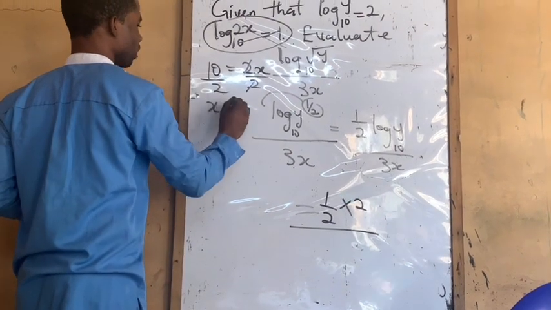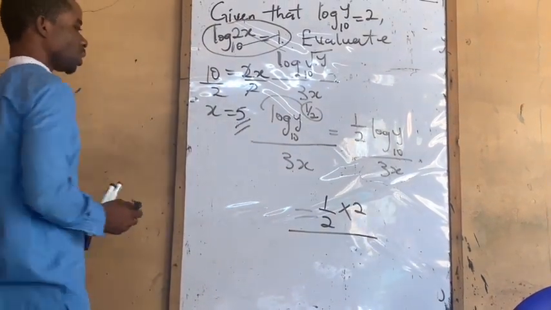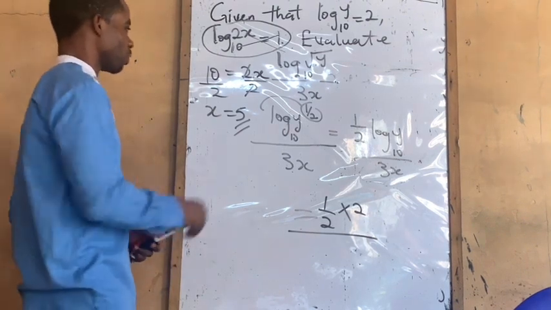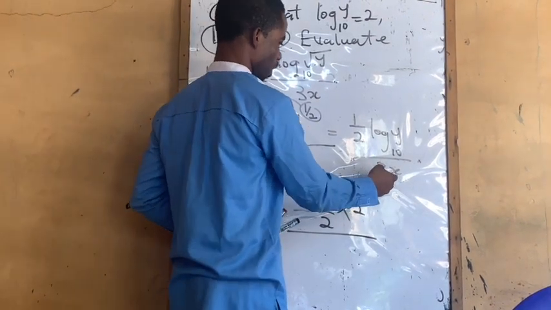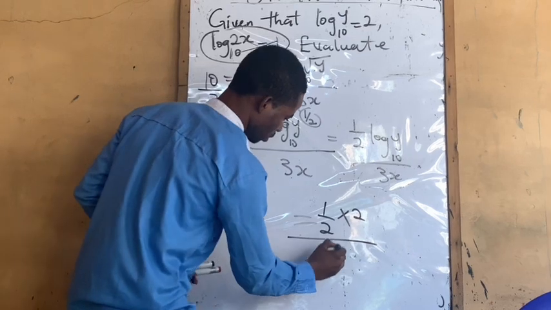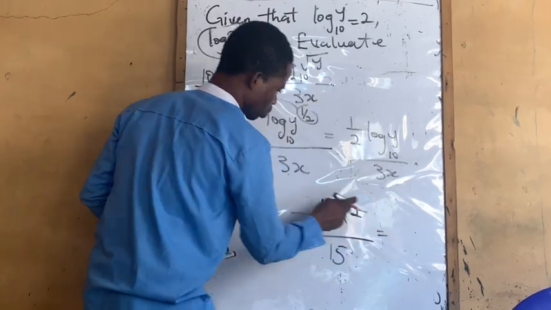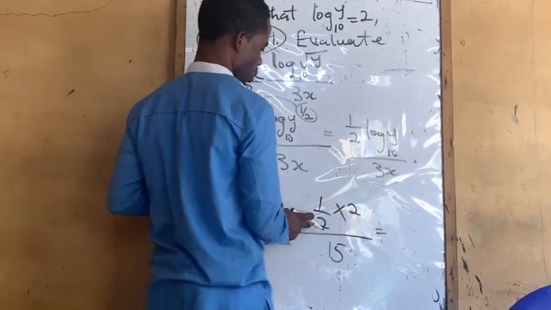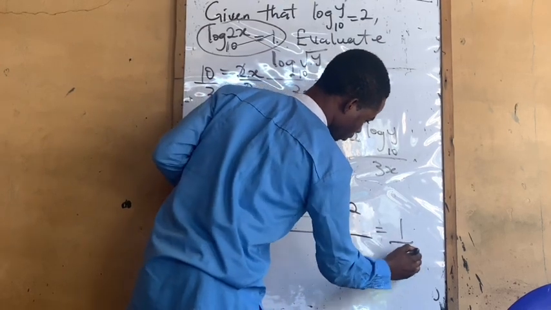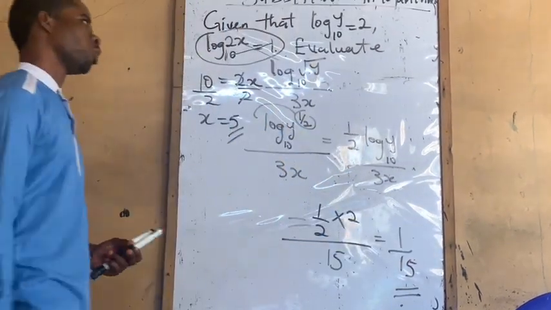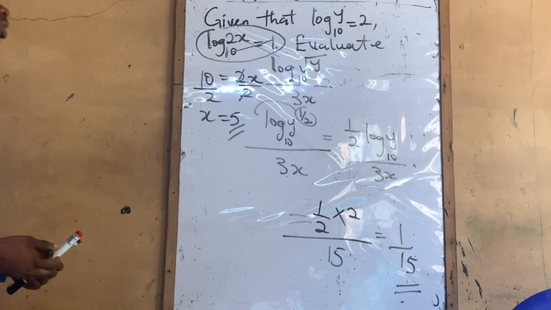So my x is 5. Now that I've known my x to be 5, I just place the 5 here. That means 3 times 5, that is 15. So the answer is 2 times 1, 2. 2 divided by 2, that's 1. 1 all over 15. That is all our substitution in logarithms.